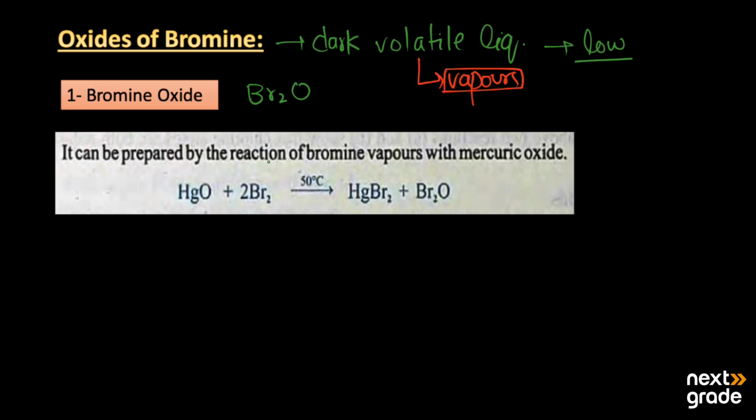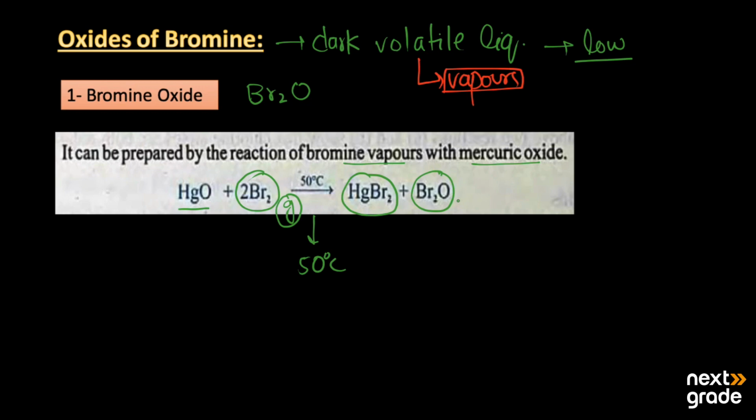And how can it be prepared? It can be prepared by the reaction of bromine vapors, Br2, in its gaseous form, with mercuric oxide, HgO. The temperature we have to take is just 50 degrees Celsius, and it produces mercuric bromide and bromine oxide. It is called bromine monoxide.